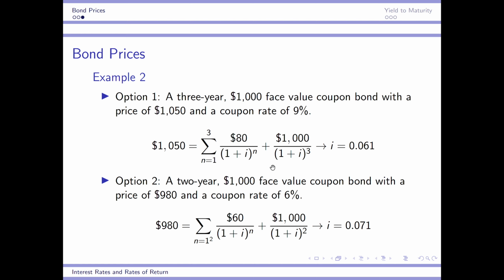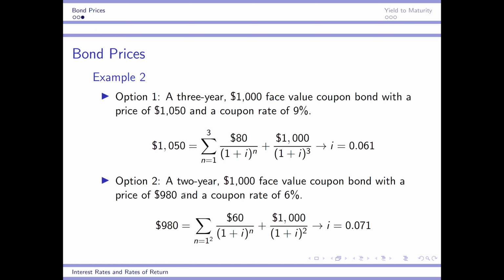So in option 1, we have a 3-year $1,000 face value coupon bond that is right now trading at a price of $1,050 and a coupon rate of 9%. Using equation 2, we now have everything that we need to solve for I. So if you look here, you have the $1,050 current price on the market, and that's equal to the sum of the three discounted coupon payments plus the face value discounted to the present. We get an interest rate of 6.1%.